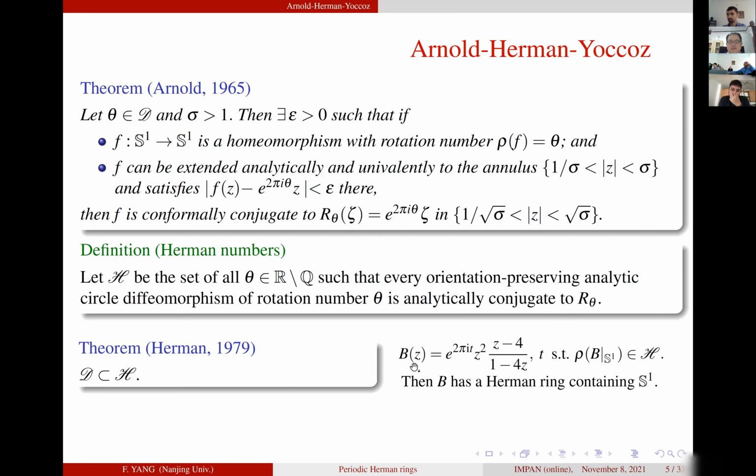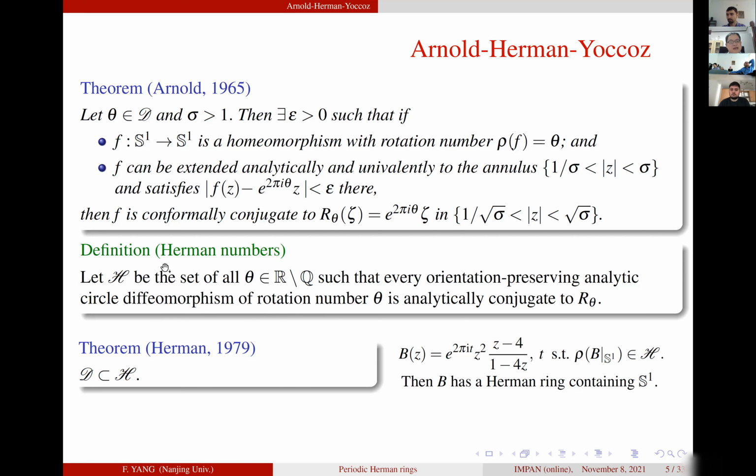Then if t is chosen such that the rotation number belongs to H, then because of the definition of H, we can see every orientation preserving analytic circle diffeomorphism. We can see that if we restrict B to the unit circle, then it is indeed an orientation preserving analytic circle diffeomorphism, because the critical points of B are far from the unit circle.